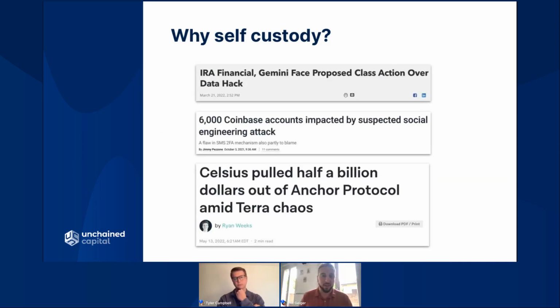The final few headlines I just want to cover are about why we should self-custody our Bitcoin. IRA Financial Group, a Bitcoin IRA company, was hacked and lost $38 million of their clients' retirement Bitcoin. They and Gemini are now going to court to try to recover some of the funds. This one in particular I thought was pretty interesting because it's people's retirement. So be very careful when you're picking a Bitcoin IRA provider.